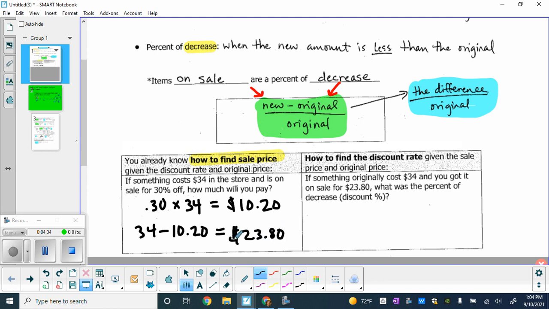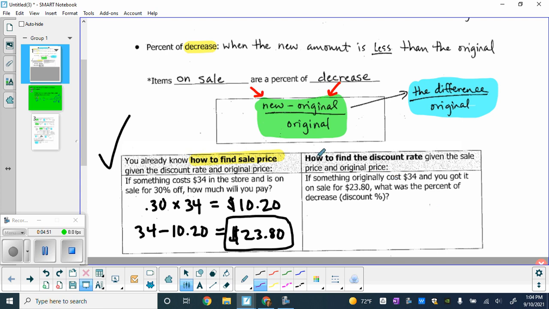Dollar sign's a little messed up. There we go. All right, so that would be the total cost. So we know how to do this. Now let's take a look over here at how it's basically the same setup. I'm just asking something different, okay?